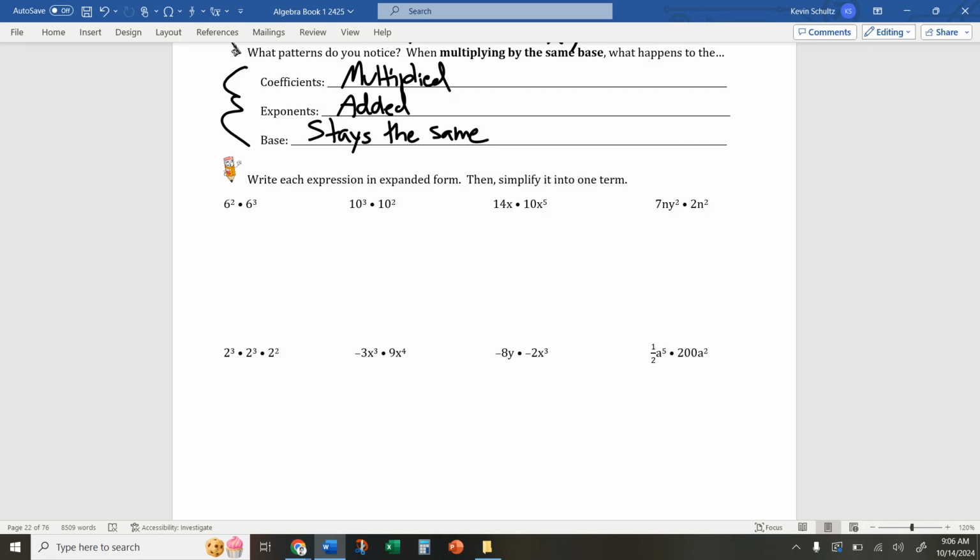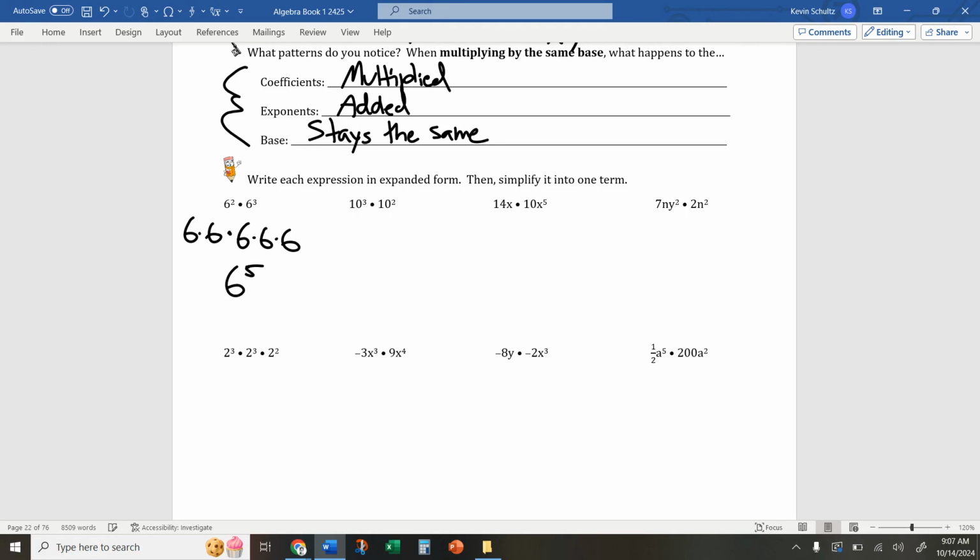So 6 squared times 6 cubed. 6 squared is 6 times 6. 6 cubed would be another 3 6's. And notice we have 5 6's in all. What's our answer? Not what is 6 to the 5th, but writing it as one term. I don't want the final answer, don't evaluate it, but what would this be written as one term? Yeah. 6 to the power of 5.